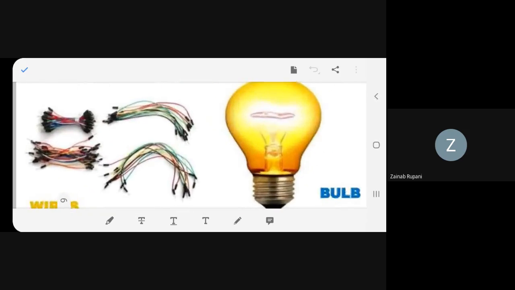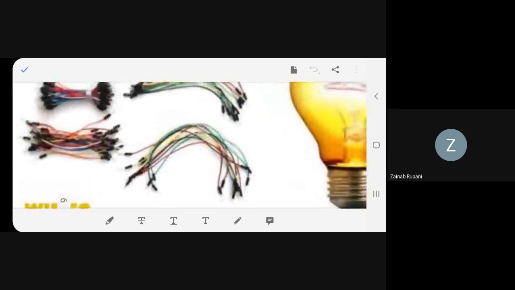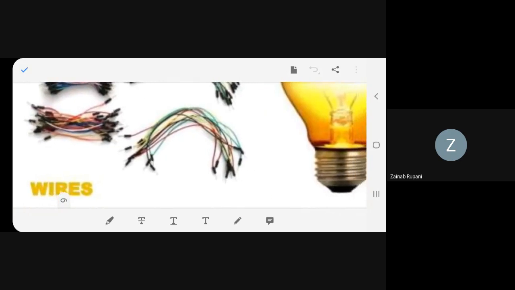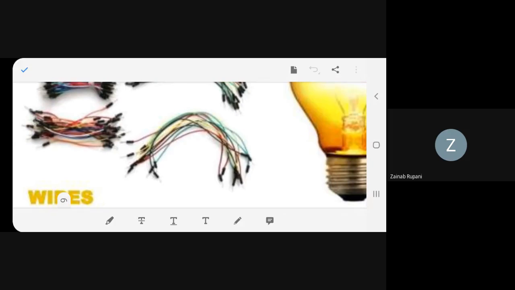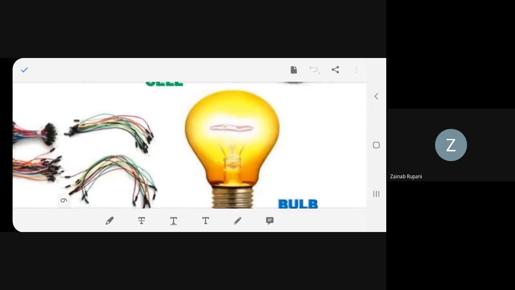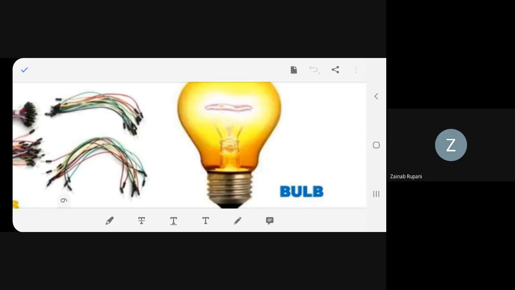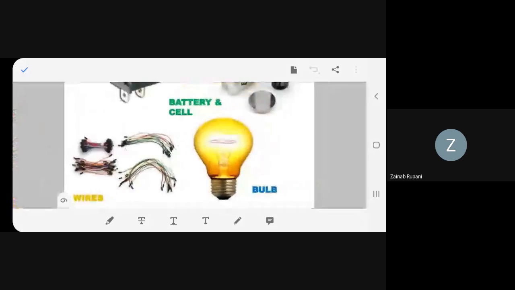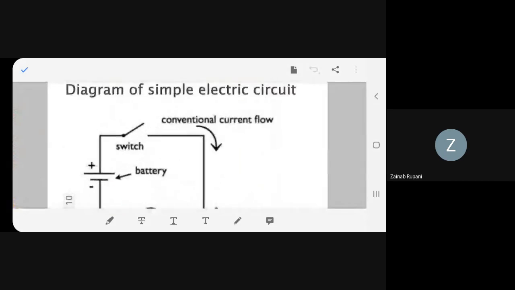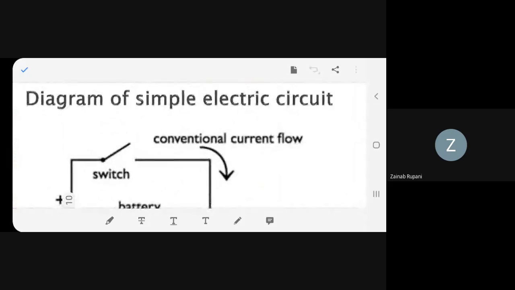Now we come to wires. Can you see these wires, beta? These are the wires. Someone's mic is on again, and this is the bulb. Hope you have understood it nicely. The difference between cell and battery, the conducting wire and the usual wire. Yes, beta? Now I will show you how this electric circuit looks.